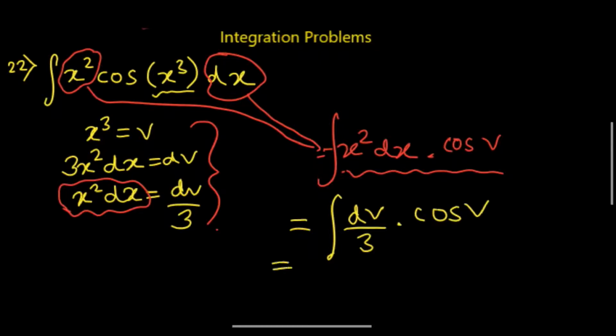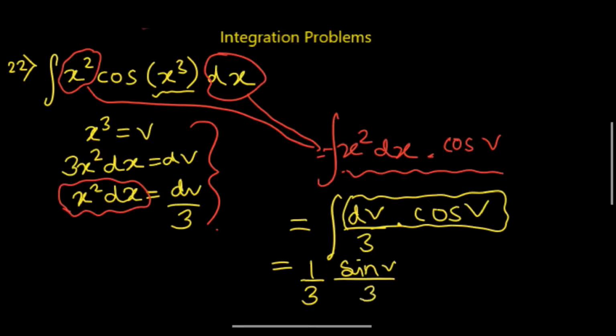So 1 by 3 obviously comes out, and integration of cos v, as I mentioned in my previous videos, comes under the basic formulas of integration. So integration of cos v is sin v by 3 plus c, and obviously you have to substitute the value of v at the end. So sin x cube by 3 plus c, this is the answer.